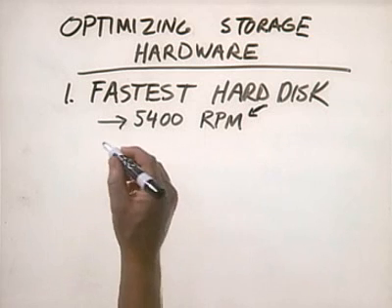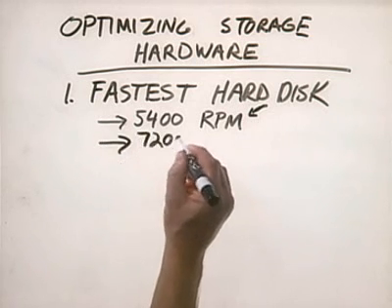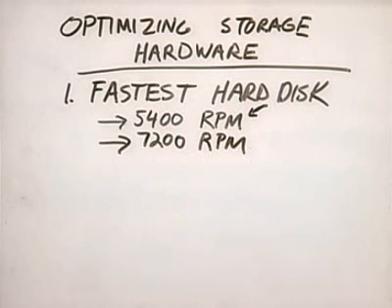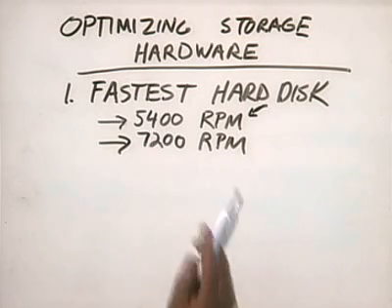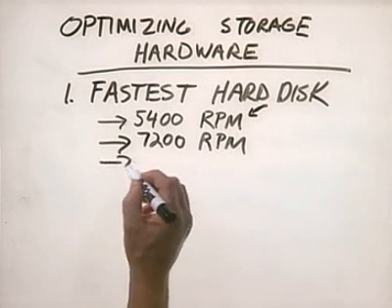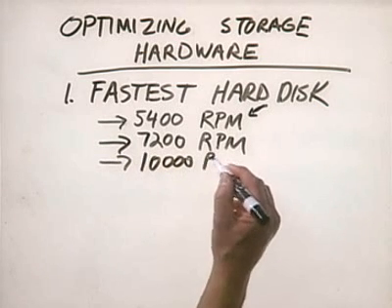As a bare minimum, I would get a 7,200 RPM drive. Any slower than 7,200 and you'd really start to notice a performance hit. Obviously, 7,200 RPM drives cost a little bit more than 5,400 RPM drives. If you want to spend the money and you want the fastest possible, they make drives that run around 10,000 RPMs.